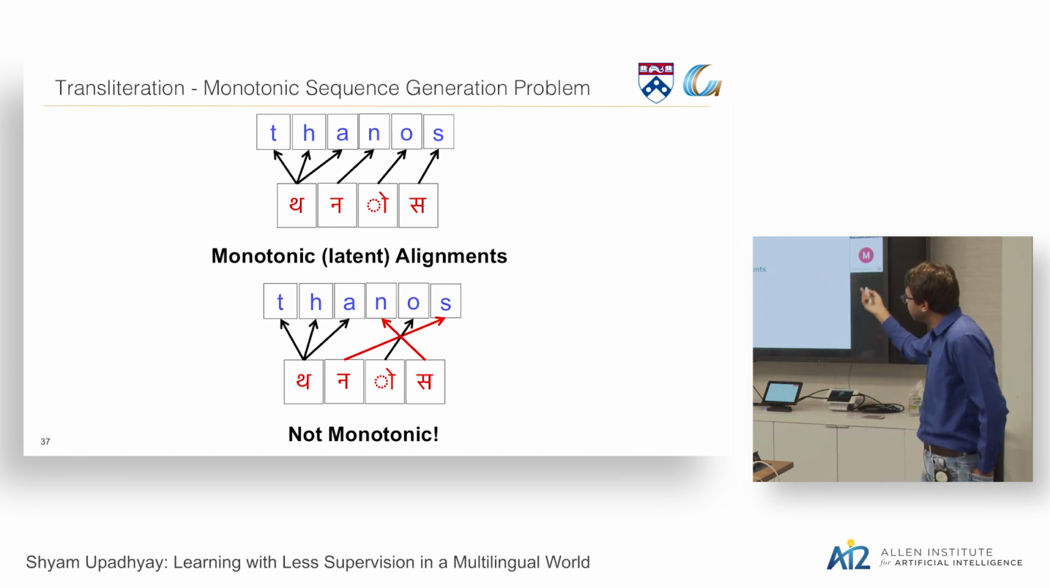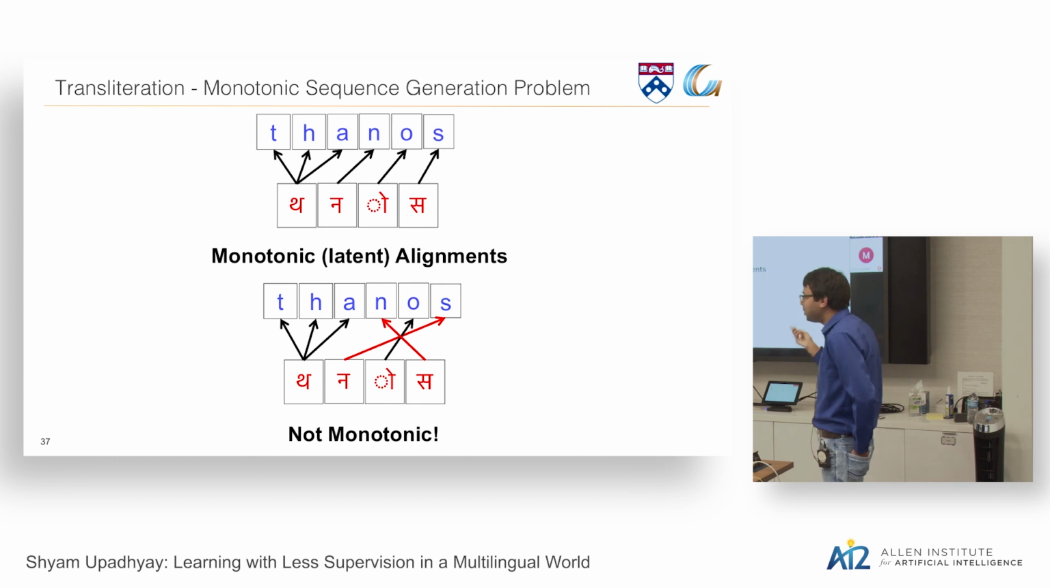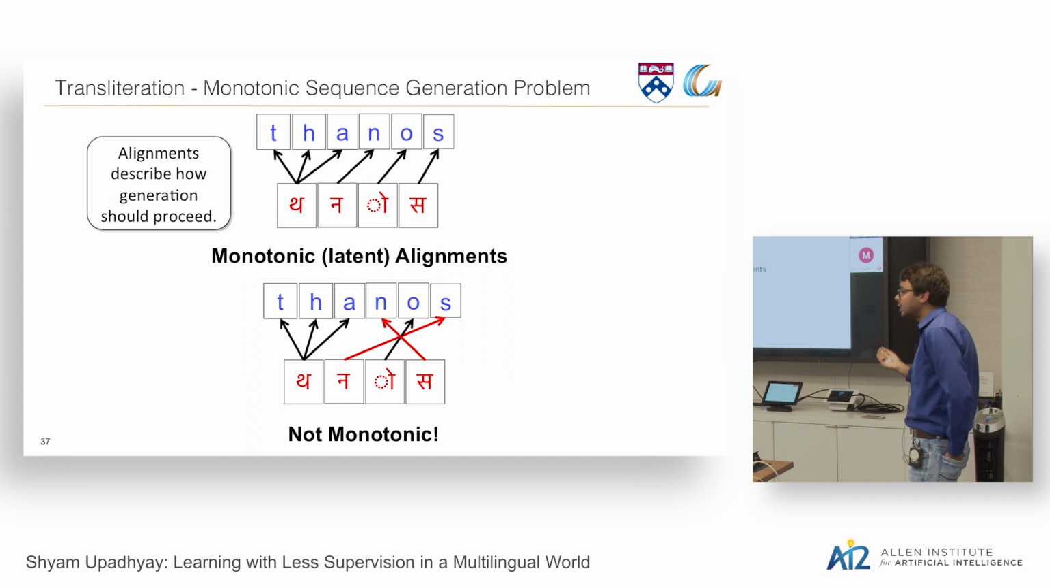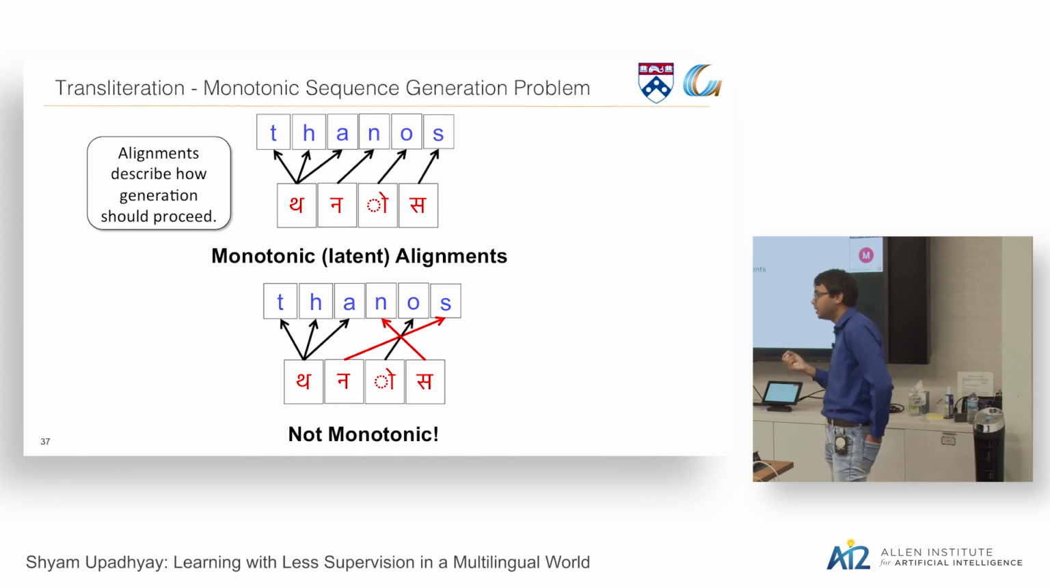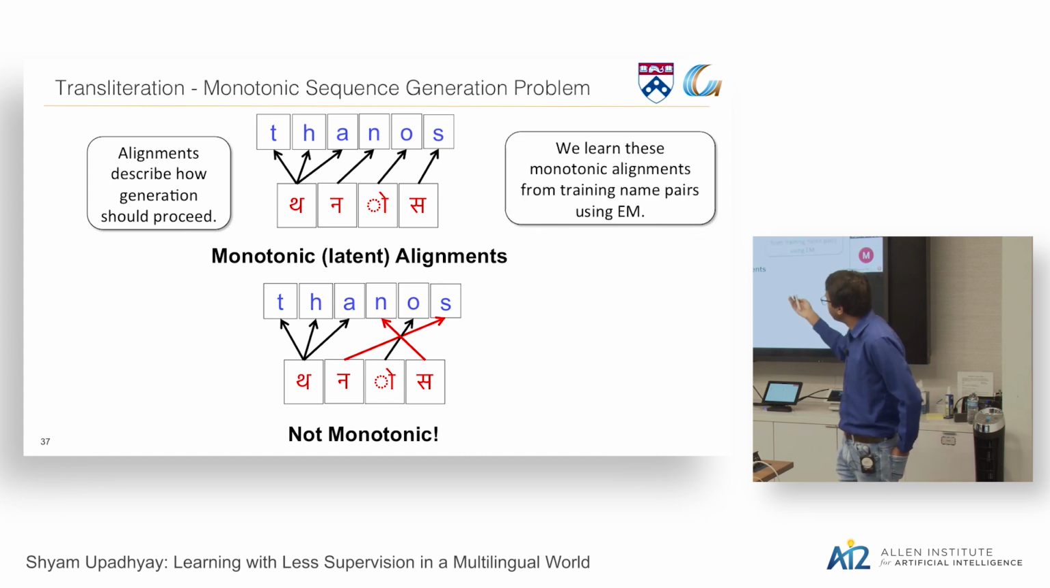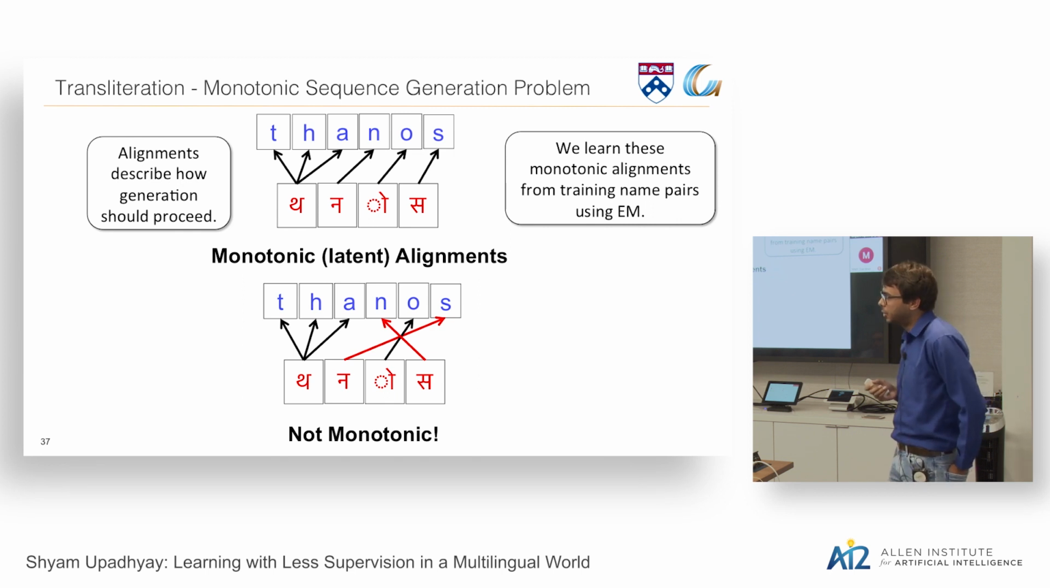Now, you can see that in this picture, the alignments are actually not provided to you as supervision. These would be latent. The only thing that you have is the name pairs. However, these alignments are useful because they describe how the generation process should proceed. For that reason, we are first going to infer these alignments by using a process like EM and ensuring the monotonicity constraint, from the name pairs that are provided during training.